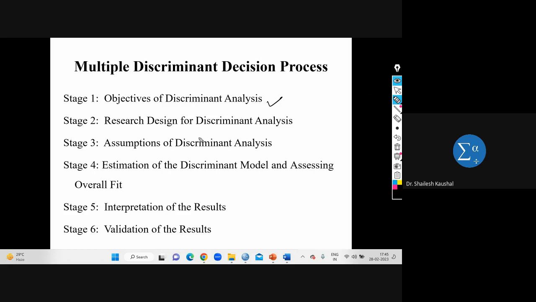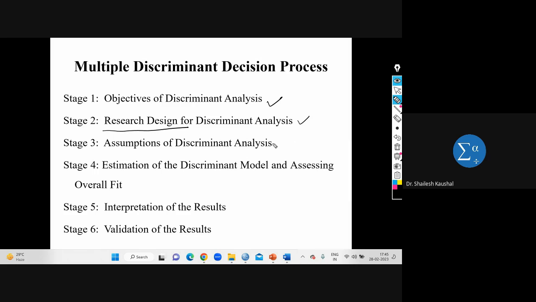In the second, research design. So how to collect data, what type of question we should prepare, metric or non-metric, how many questions we should prepare, what should be the sample size. So we will decide all these things in research design.